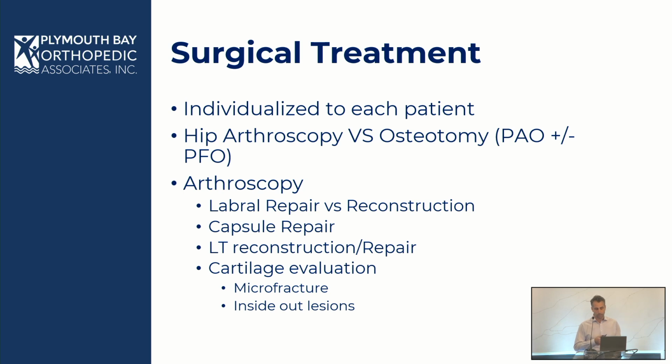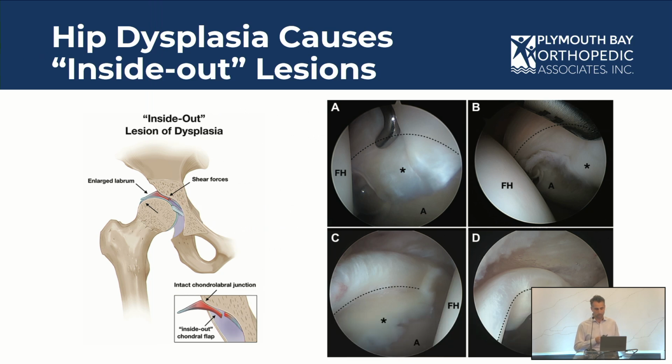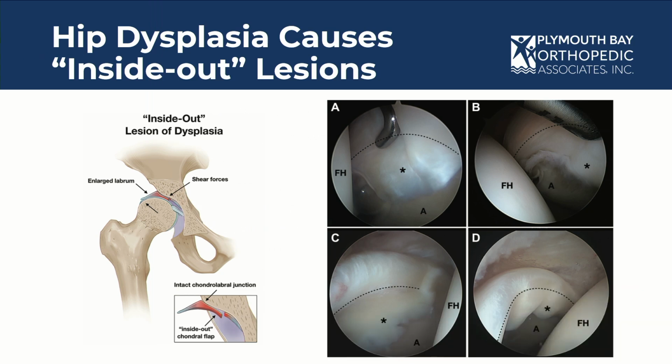And then when it comes to cartilage evaluation specifically, microfracture does work in the hip, unlike in the knee. And you often see this pattern of inside-out lesions. What I mean by that is that the tear pattern of the cartilage itself starts at the center of the acetabulum, and it kind of delaminates towards the labrum, which is different than what you have with impingement. And you can see that this enlarged, hypertrophic labrum almost acts as a lever, and then it just sort of breaks off towards the center of the acetabulum.